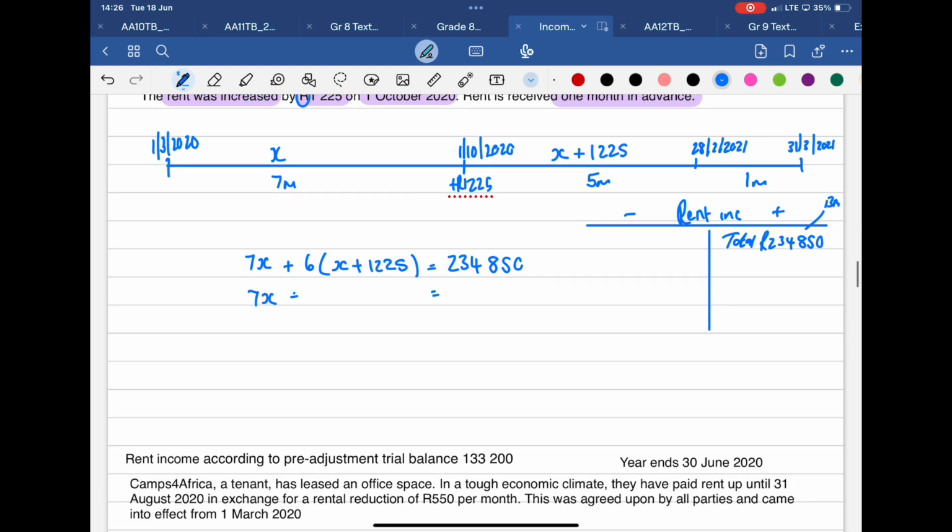Now, we want to solve X, so we multiply: 7 times X is 7X, plus 6 times X gives you 6X, plus 6 times 1,225 gives you 7,350, and that is equal to 234,850. Just a reminder that solving X is basically the instruction here. Then it's about using your mathematical skills to solve that X amount.